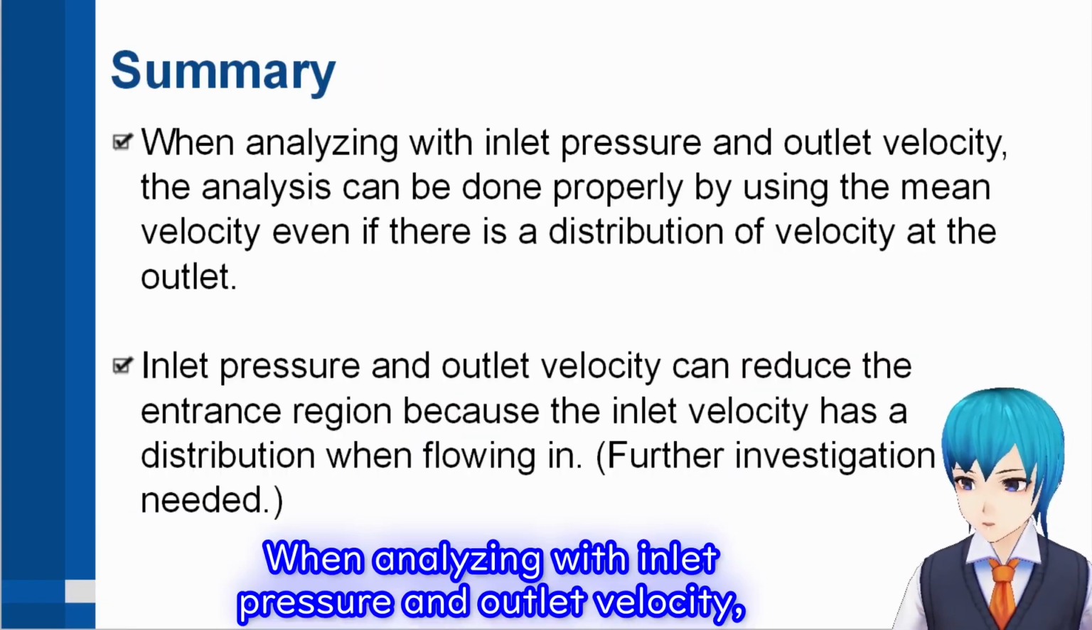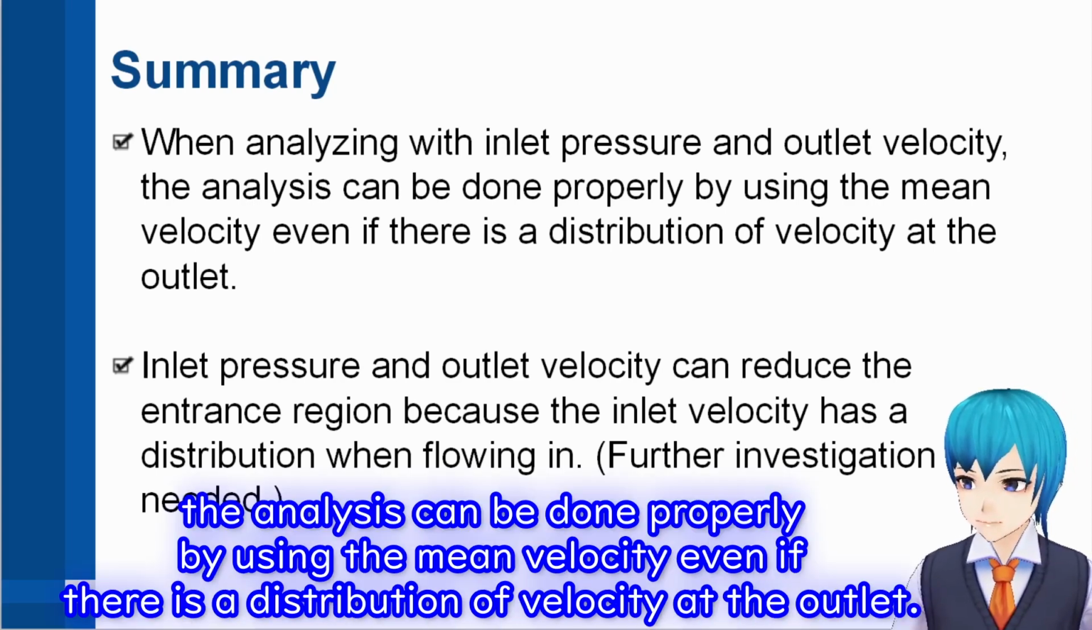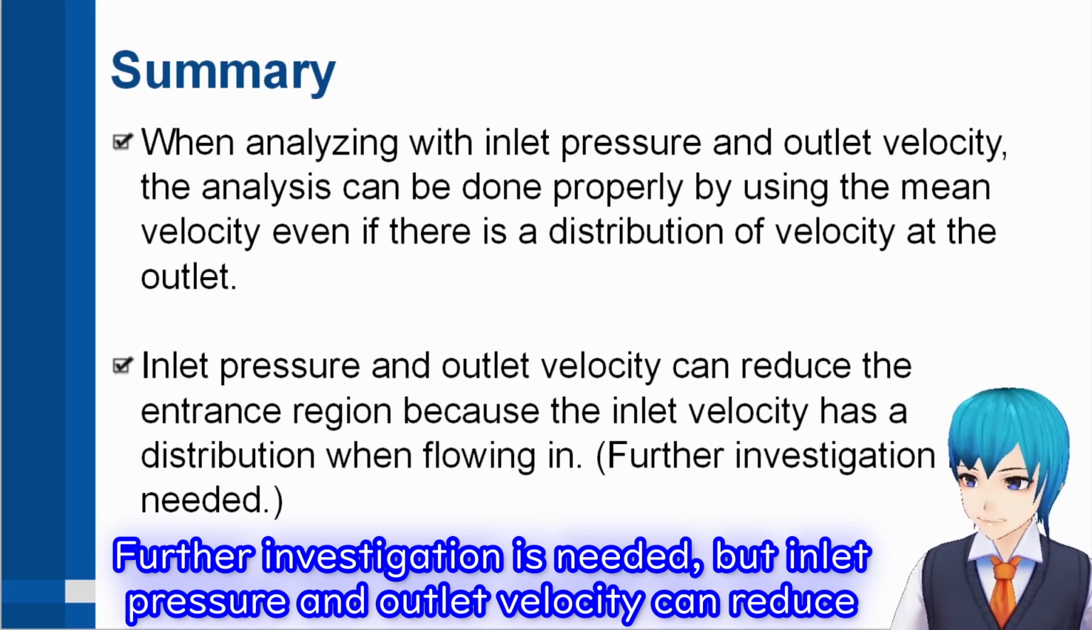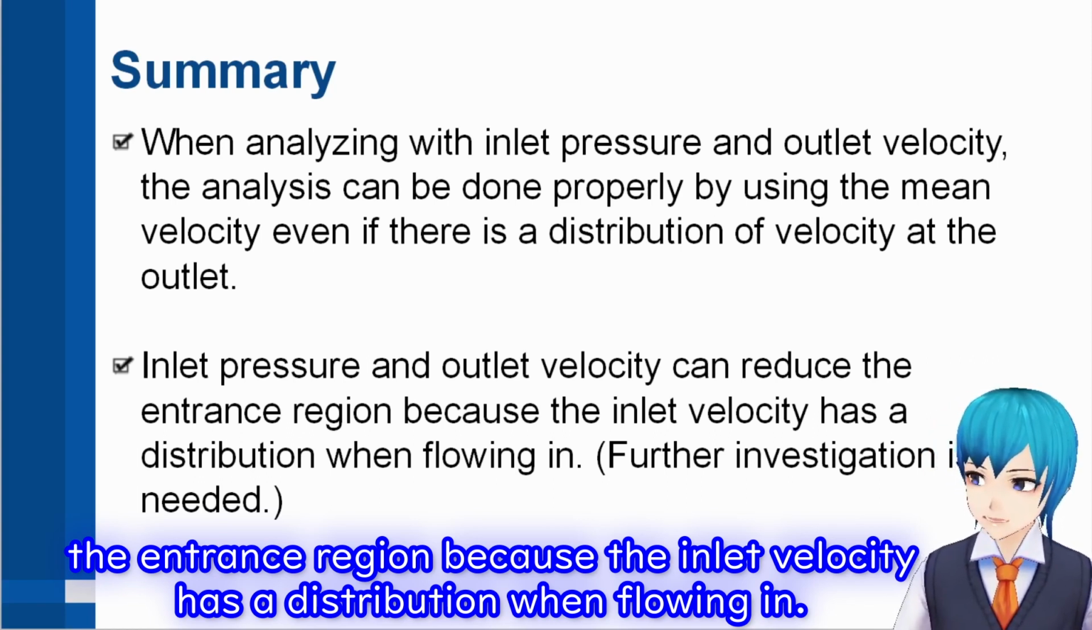Summary: when analyzing with inlet pressure and outlet velocity, the analysis can be done probably by using the mean velocity even if there is a distribution of velocity at the outlet. Further investigation is needed, but inlet pressure and outlet velocity can reduce the entrance region because the inlet velocity has a distribution when flowing in.